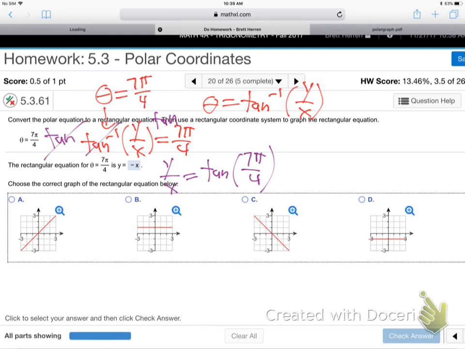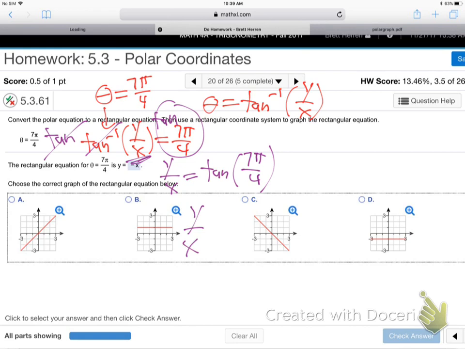These cancel because they're tangent and tangent inverse. And the other side, this is just y over x. This side is tangent of 7 pi over 4. How about that? Is that easier? When you have tangent inverse on one side, you could just take tangent of both sides. It cancels out the tangent inverse. They're opposites, right? Tangent and tangent inverse. They cancel each other out. And so we get y over x equals tangent of 7 pi over 4.